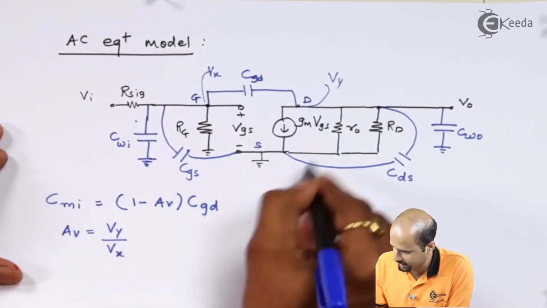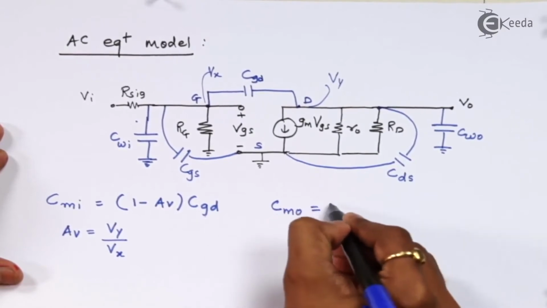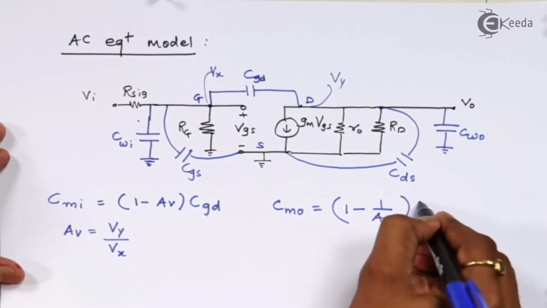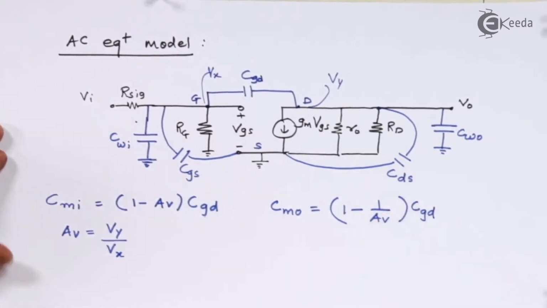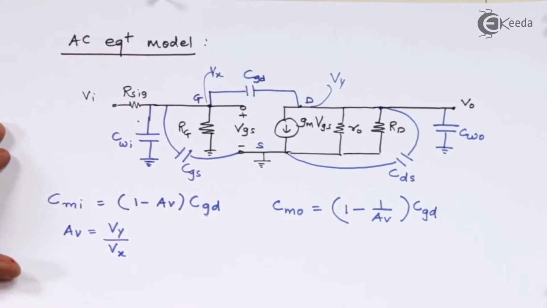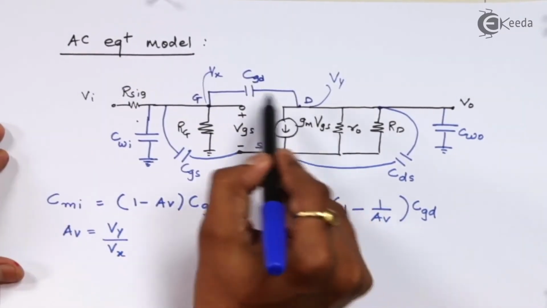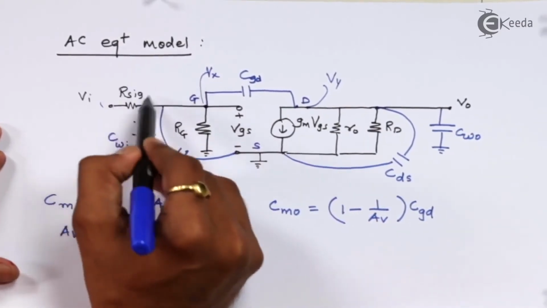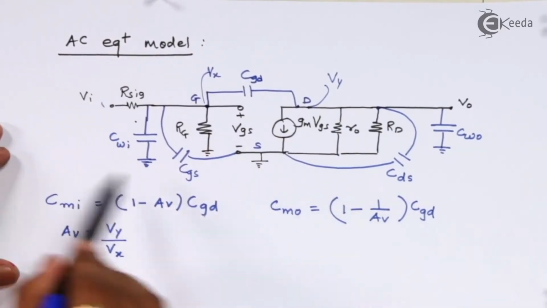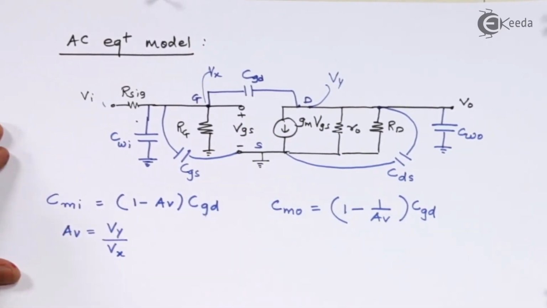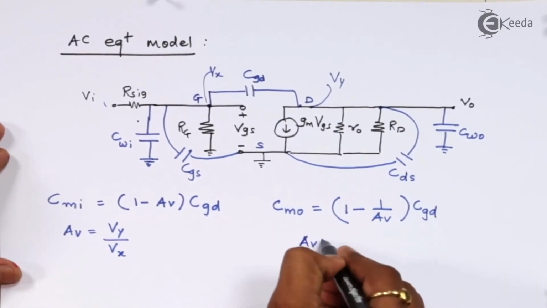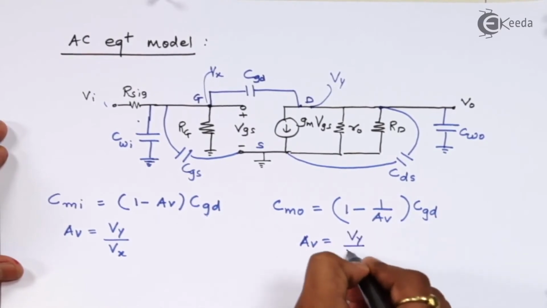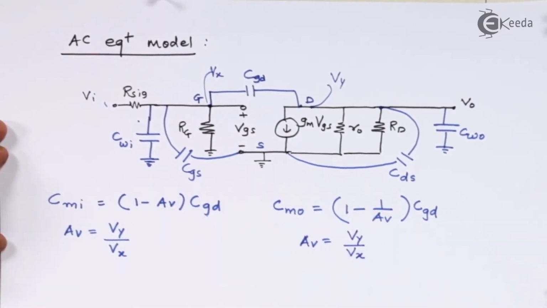Similarly, at the output side we get CMO is nothing but (1 minus 1 upon AV) multiplied by CGD. So if CGD is given and if I know the mid frequency voltage gain at this node, that is Vy divided by Vx, we don't have to consider this Rsignal, otherwise you will get a wrong answer for CMI and CMO as well. So we have to consider this AV without source resistance.